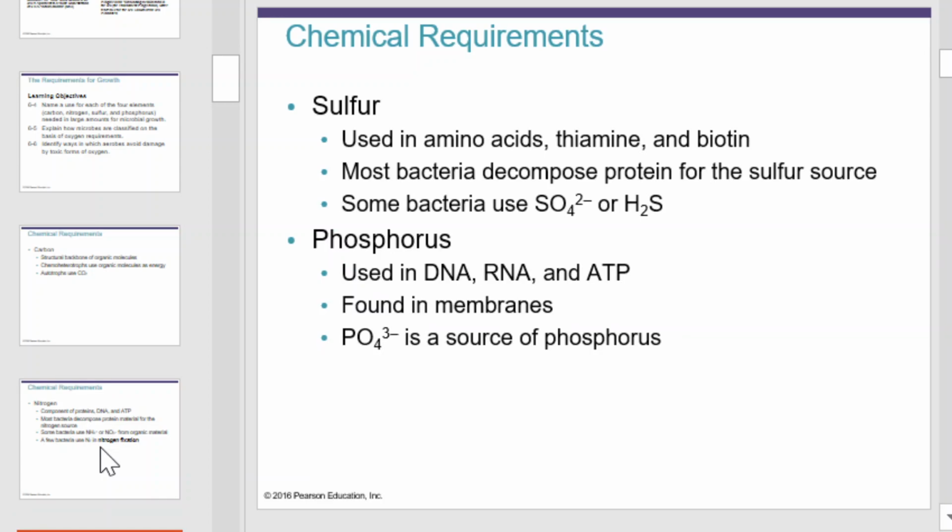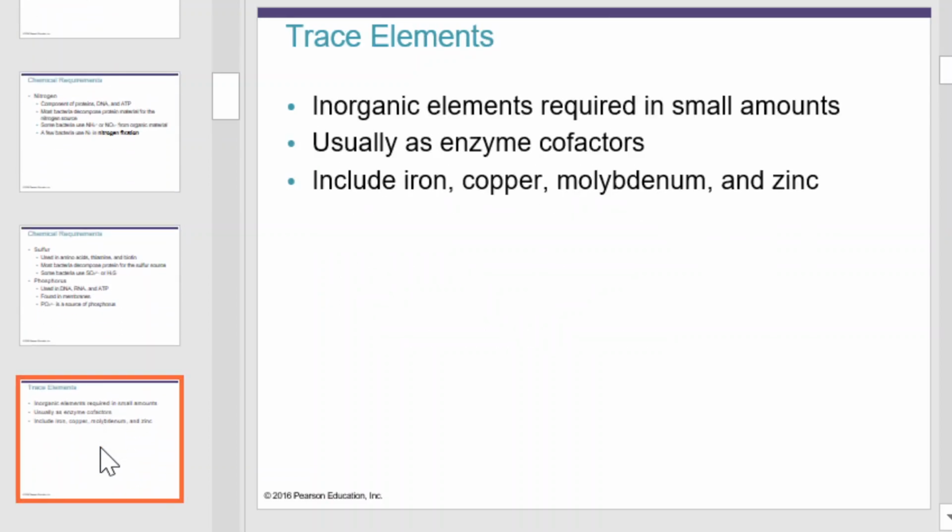Sulfur. Sulfur is used in amino acids, thiamine and biotin. Most bacteria decompose protein for their sulfur source. Some bacteria will use sulfates or hydrogen sulfide in their metabolic processes. Phosphorus is used in DNA, RNA, and ATP, and it is found in all of our cell membranes in the form of a phospholipid. Phosphates are the source of phosphorus for microbes.